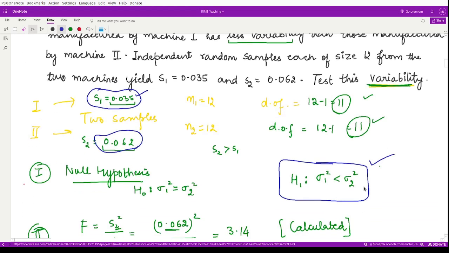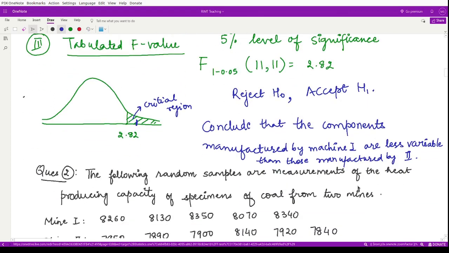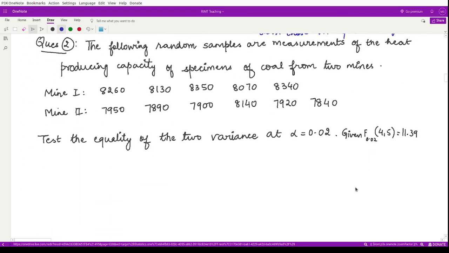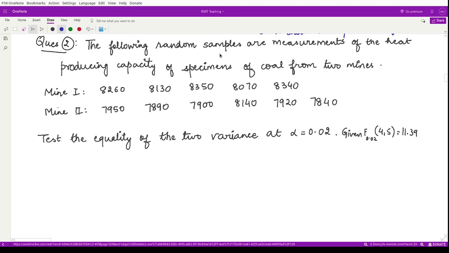Okay, now moving on to the second problem. It says that the following random samples are the measurements of heat producing capacity of specimens of coal from two mines. So these are the samples which you have from two different coal mines, and these are the values of heat producing capacity. We are to test the equality of two variances at 2% level of significance.